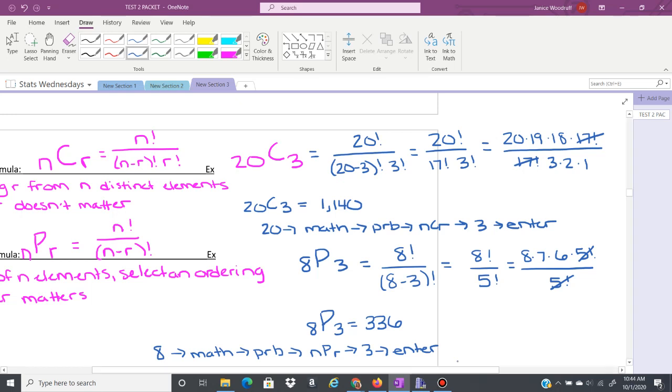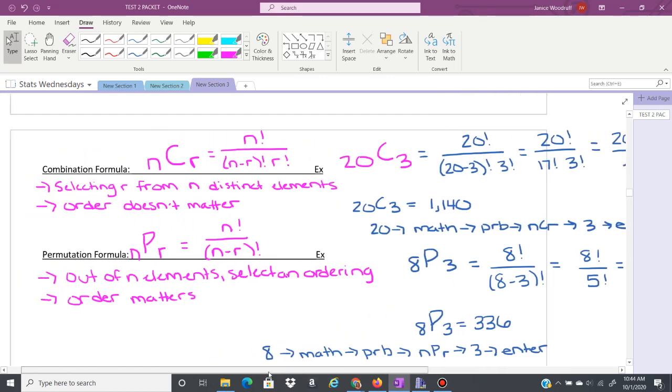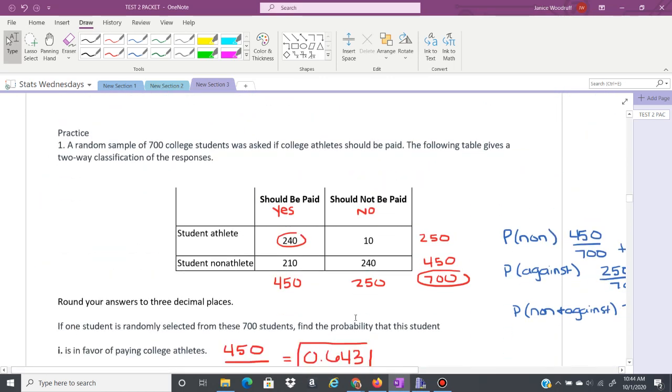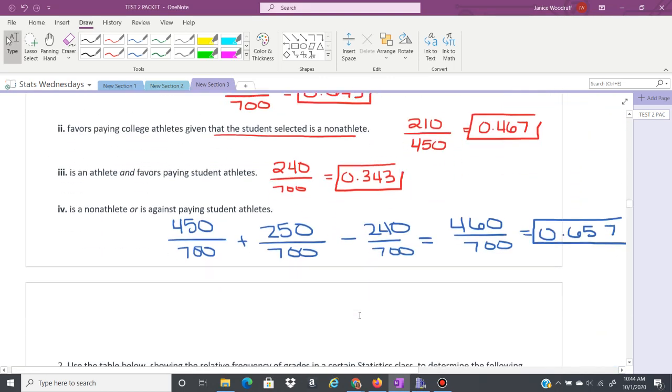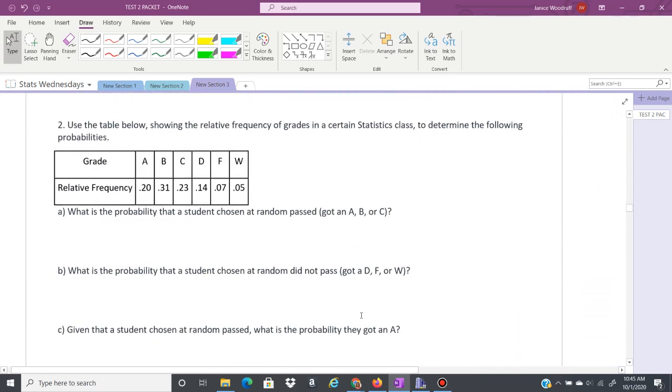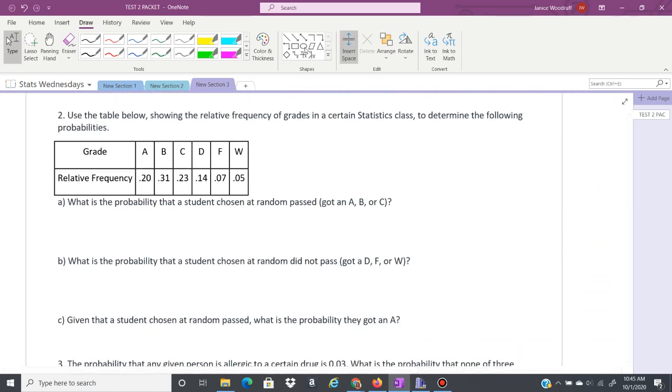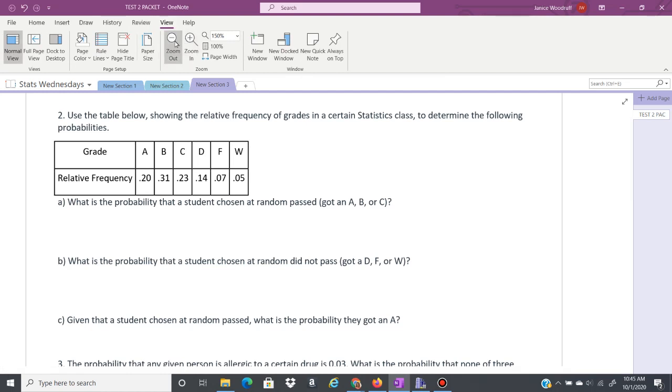So let's finish up chapter 4 with the practice problems. So both classes, we already did the first practice problem. Okay, so we're going to go to the second one. Let me see so I can see everything. I'm just going to zoom out a little bit here.